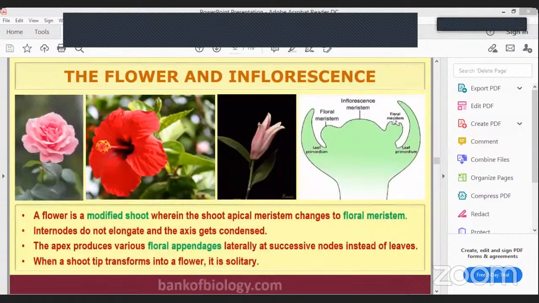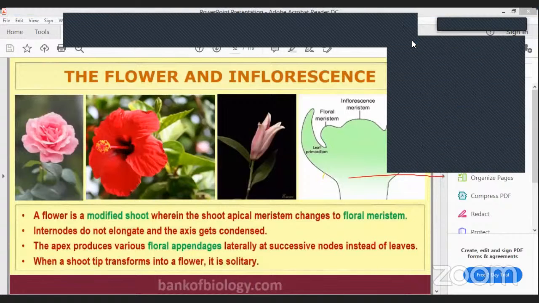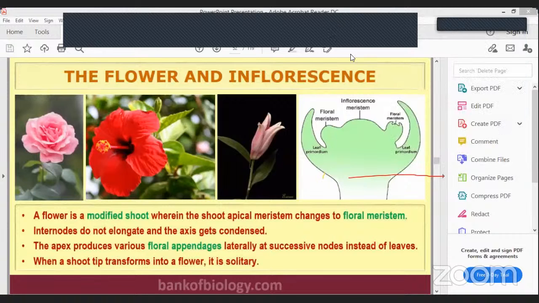So this lateral appendage, this floral appendage which is there, is called the inflorescence, students. When the shoot tip transforms into a flower, it is solitary. It is solitary, so keep that in mind, students. Now, usually solitary flowers are there, or they will all be in a bunch of flowers together. So remember that this is very important.